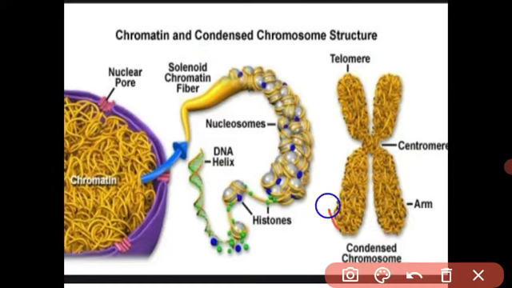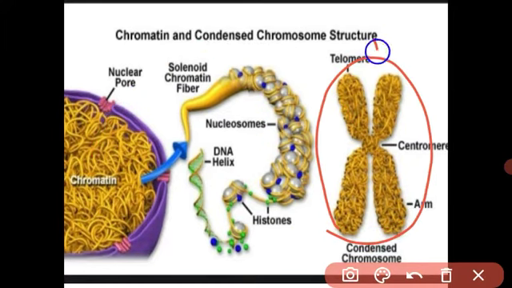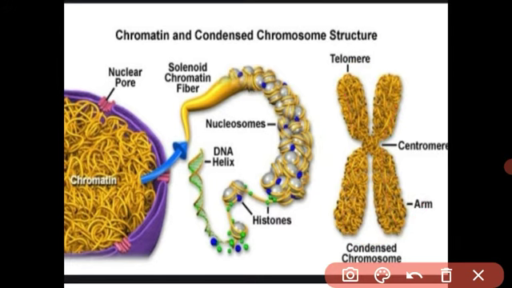This is the structure of chromosome. This is the pair of chromosome. This is a single chromosome, and these two are called sister chromatids. And these two sister chromatids are attached at the center. This center point is called the centromere. Got it? What is the structure of chromosome?